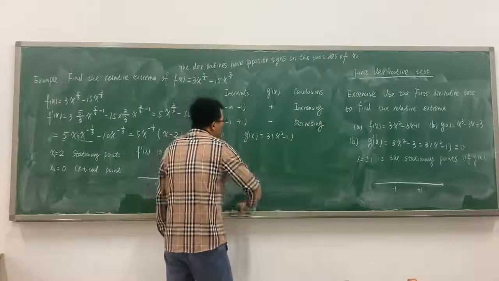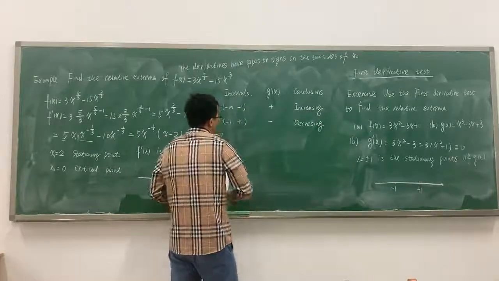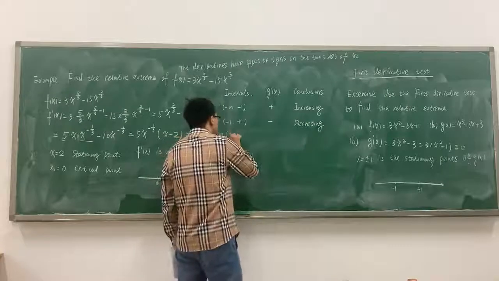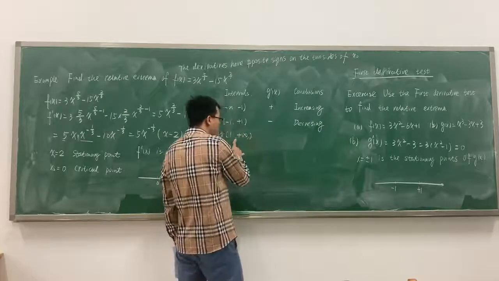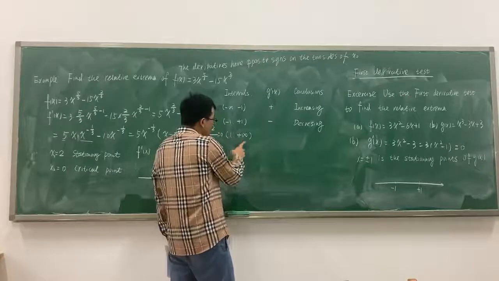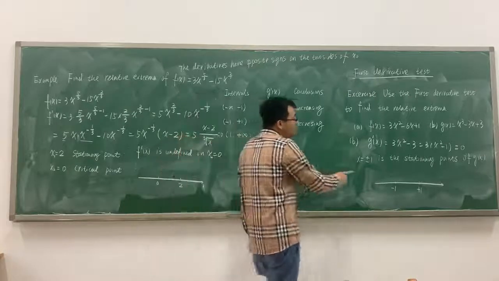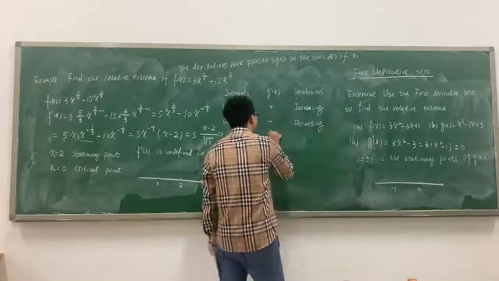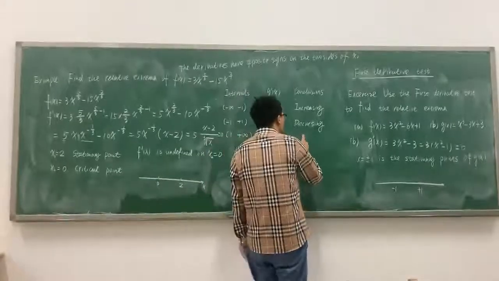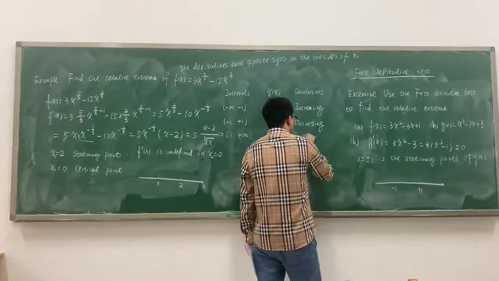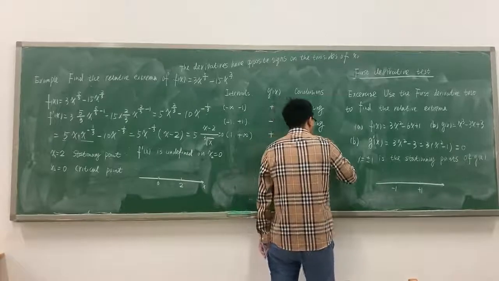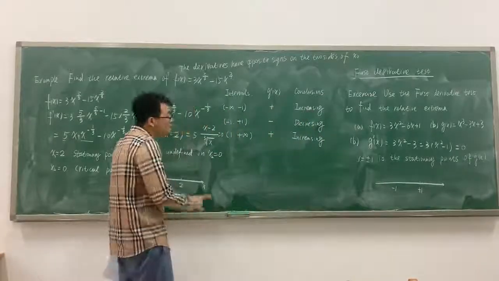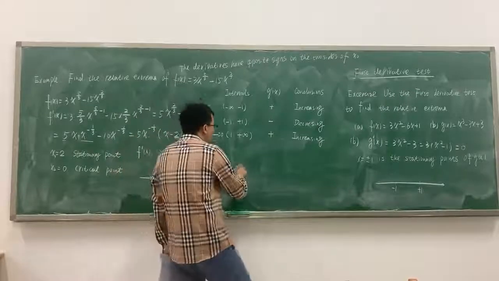And now let's see the third interval, 1 to plus infinity. In this interval, is it positive or negative? Of course, positive. So here is increasing. So now we can plot the graph.